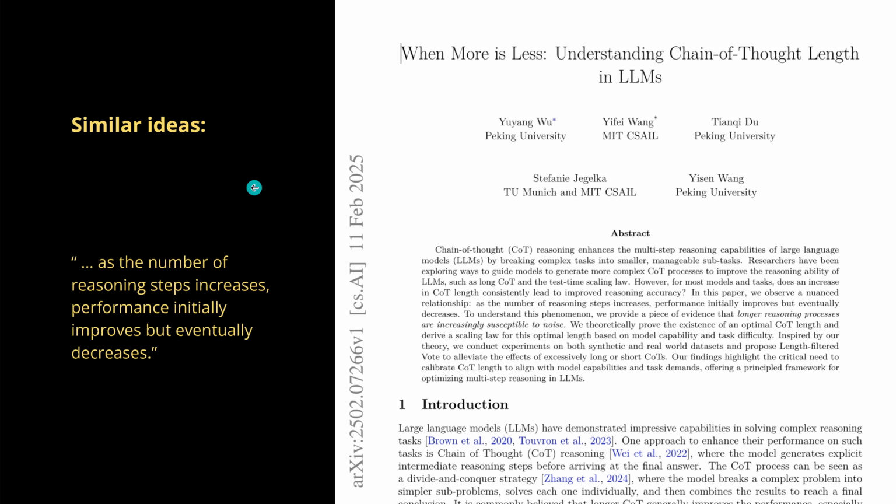Now, this is not new because look at this from February 2025, Peking University, MIT, and TU Munich, they had a similar idea. Understanding the chain of thought length in LLMs: when more is less. And they found out that as the number of the reasoning steps increases, the performance initially improves, but then it starts to decrease. So again, there is a discontinuity here, slow improvement, but also more is not always better.